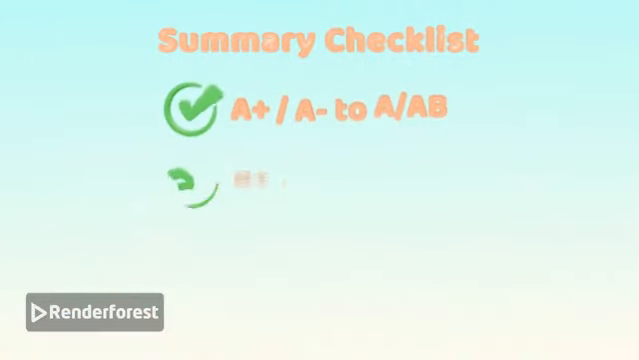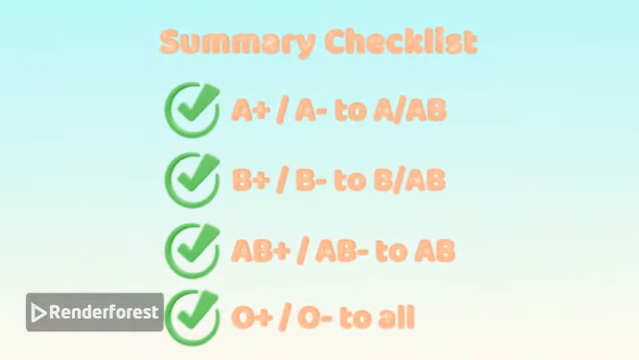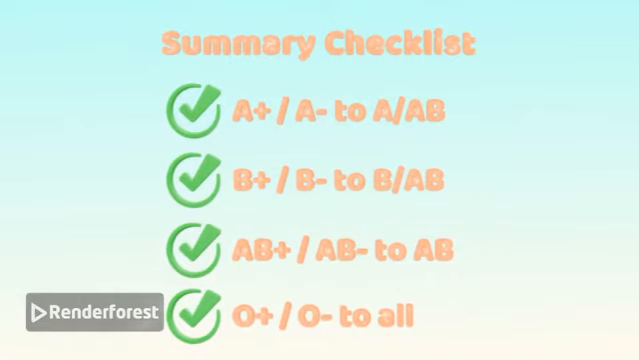A+ can donate to A and AB. B+ can donate to B and AB. AB+ can receive from all types. O can donate to all types.